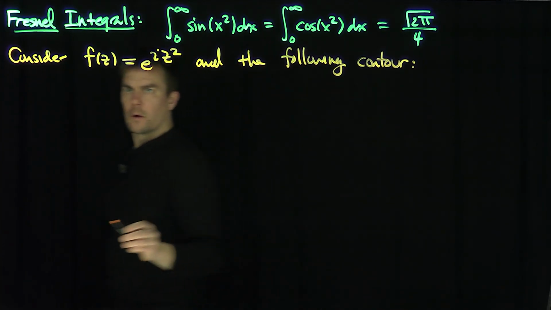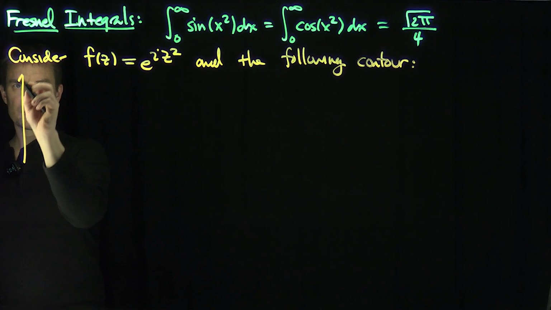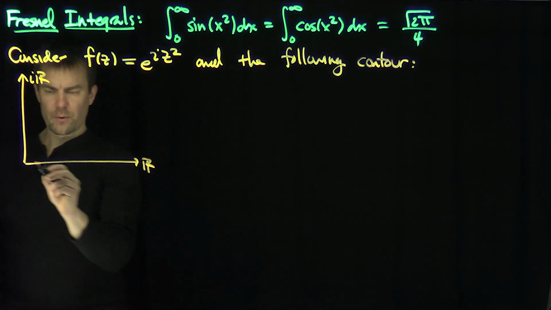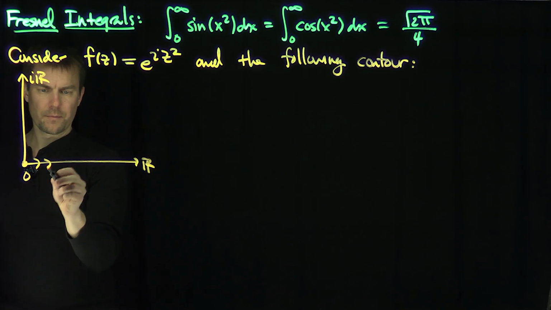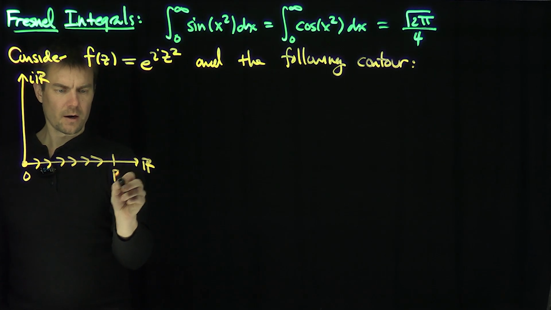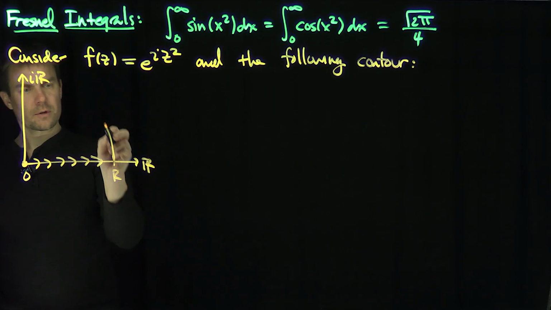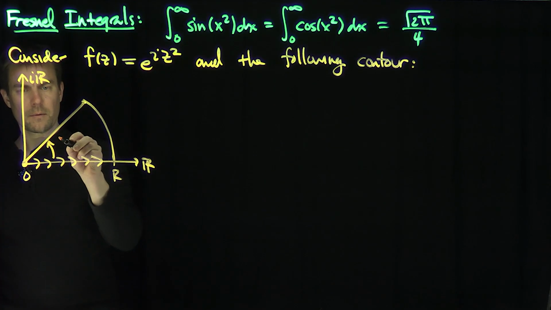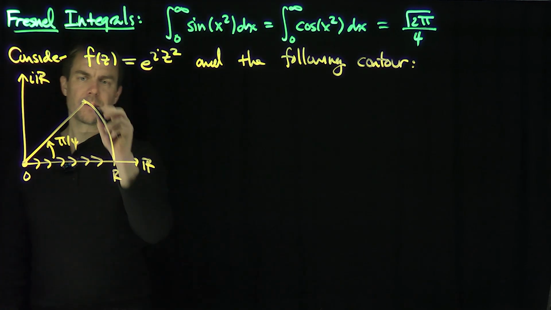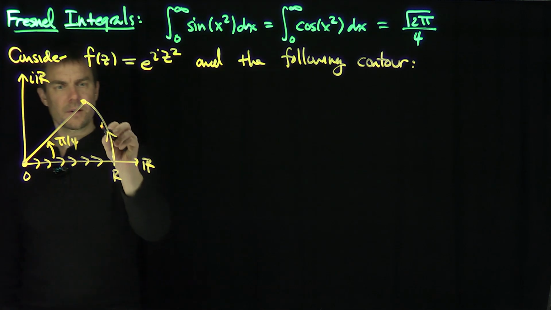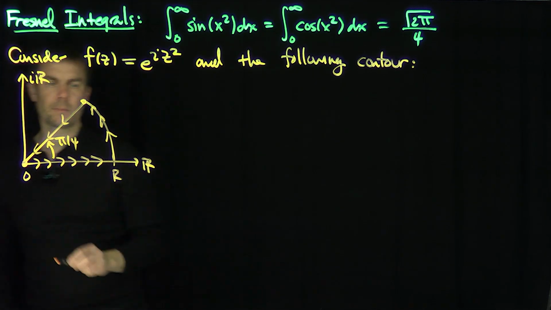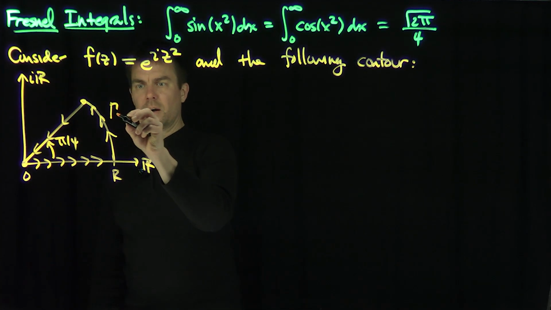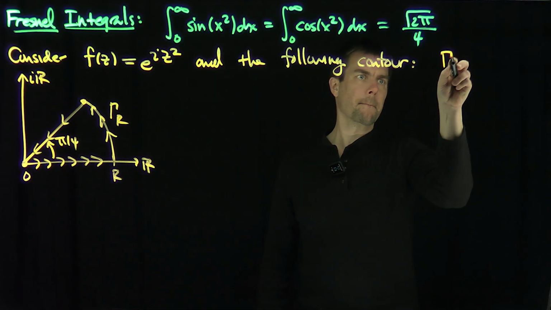What's the contour? Here's the imaginary axis. Here's the real axis. And we're going to go along the real axis from 0 up to r. And then we're going to make a circle of radius r up to pi over 4 radians, like this. That's pi over 4, and this is a circle of radius r. So go like this. Excellent. And we call this contour gamma r.